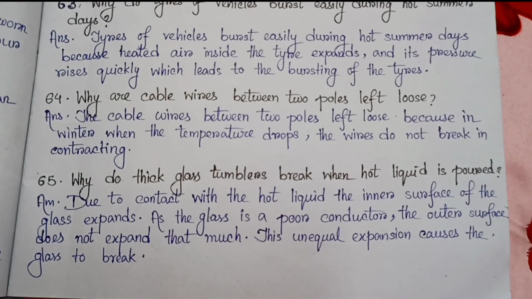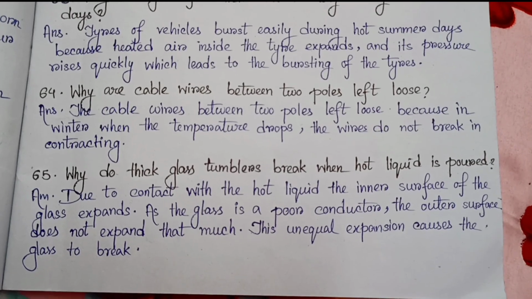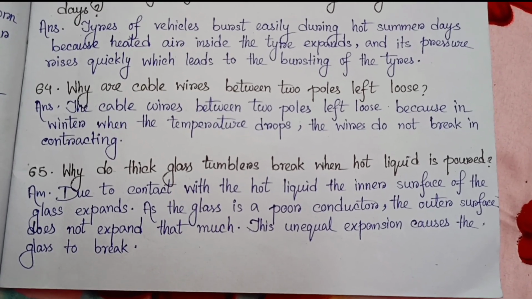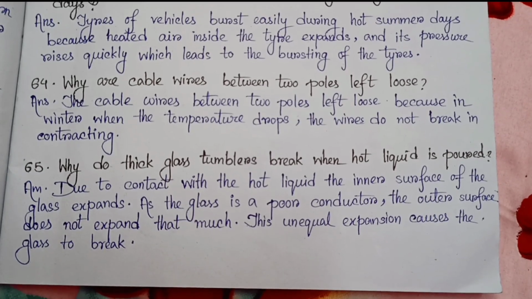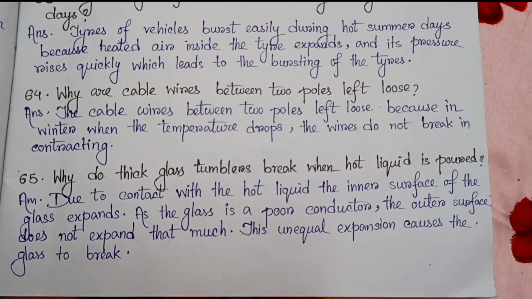65. Why do thick glass tumblers break when hot liquid is poured? Due to contact with the hot liquid, the inner surface of the glass expands. As the glass is a poor conductor, the outer surface does not expand that much. This unequal expansion causes the glass to break.